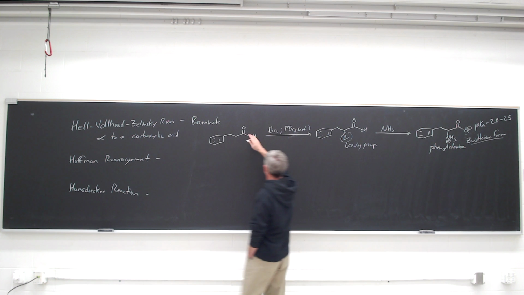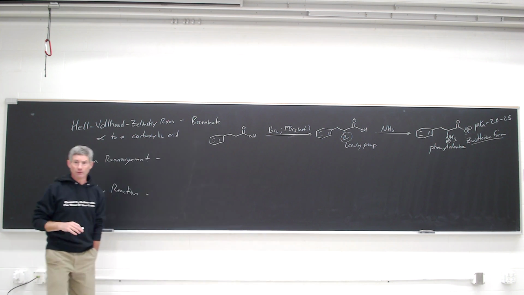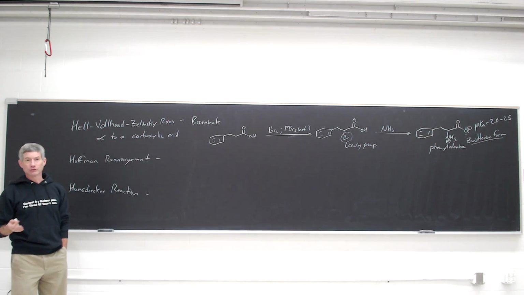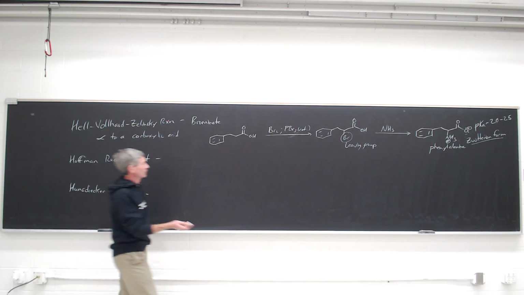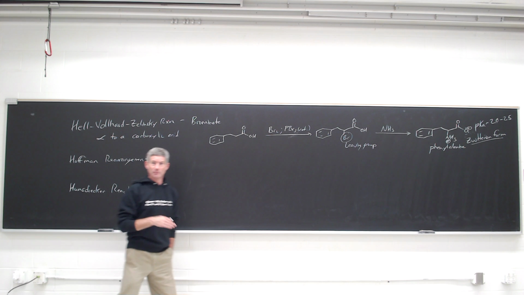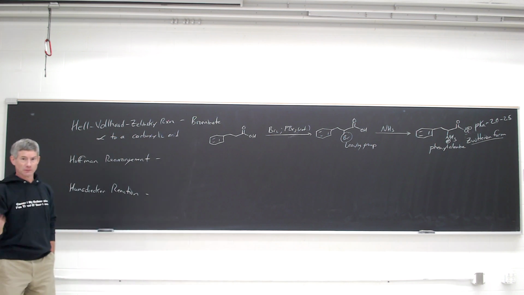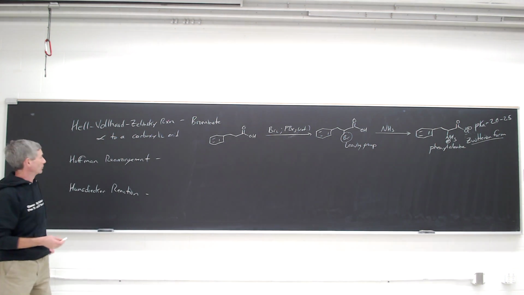So alpha bromination of a carboxylic acid by the Hell-Vollhard-Zelinsky reaction can be a useful entry into amino acids. Racemic amino acids, right, because there's no stereochemical control, but nevertheless, being racemic, amino acids are useful.